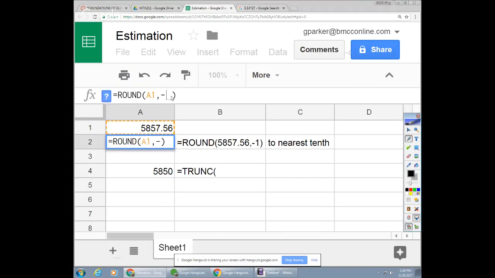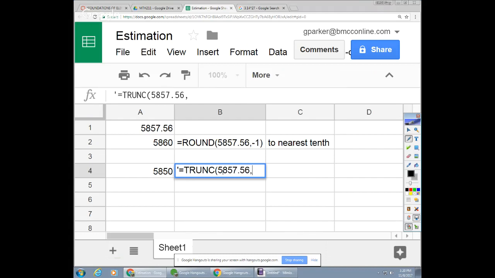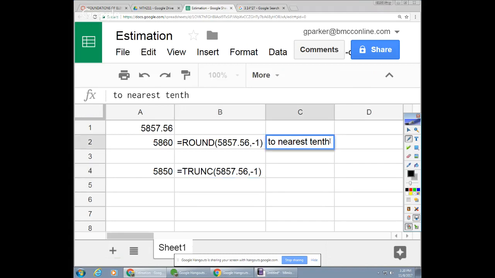So this one, if I do the same thing, so rounding, it would be 5,860. Truncating, it would be 5,850. Okay. And so truncating is something that you will come across in a lot of different places. So I have to give it a number like 5,857.56, and then I have to tell it what place to use. Oops, and I lied in the example above. It's not nearest 10th, it's nearest 10.